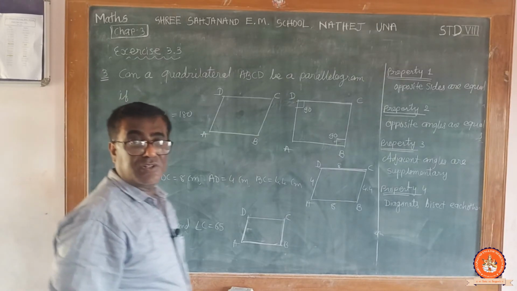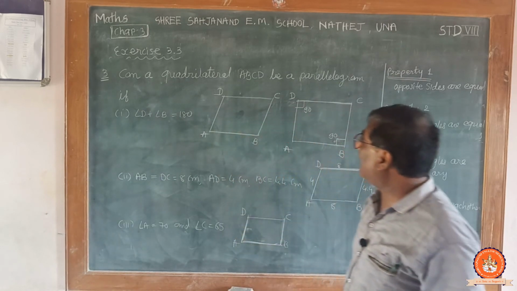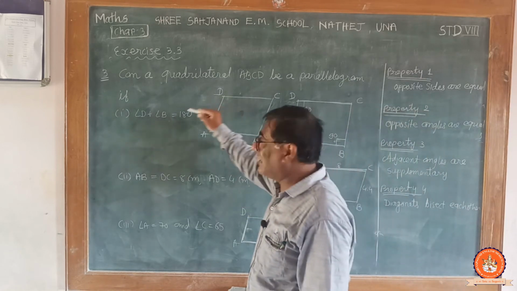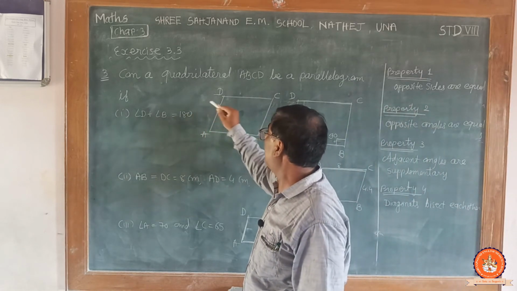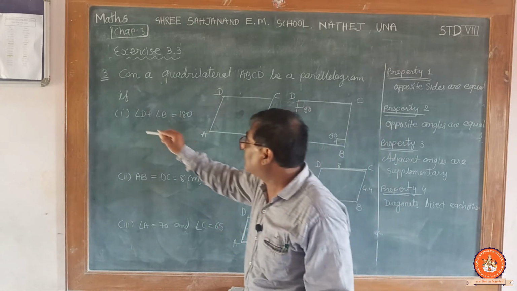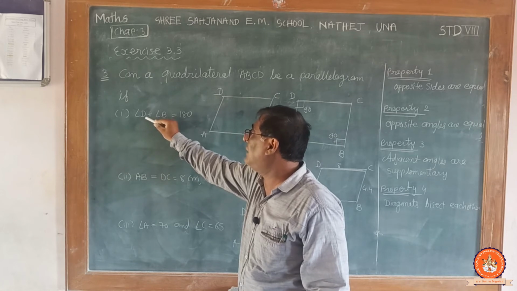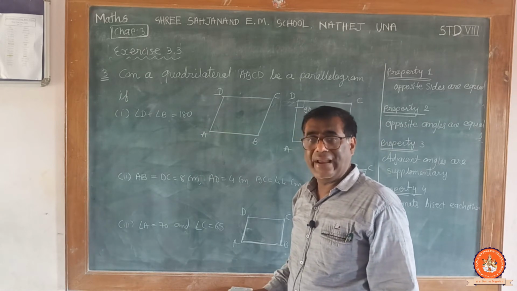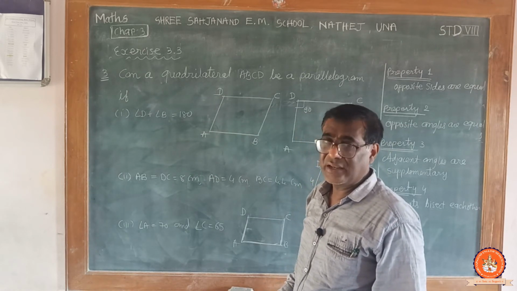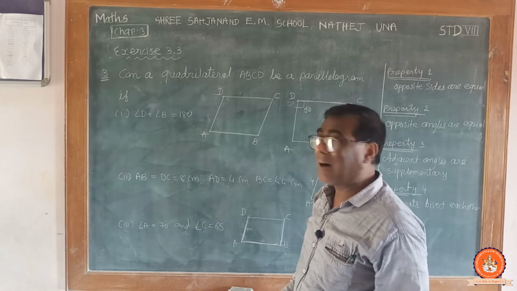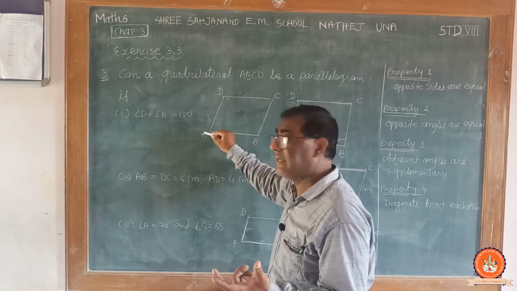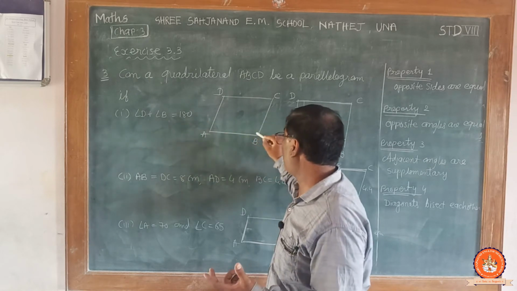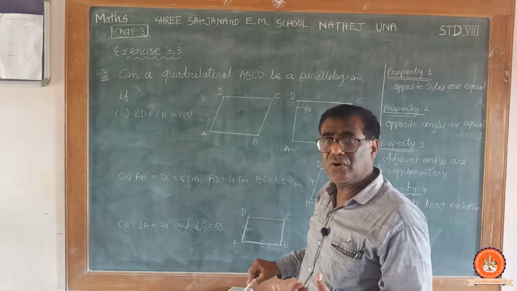Now in question number 3, can a quadrilateral ABCD be a parallelogram? If the following conditions are given, can quadrilateral ABCD be a parallelogram? The first condition is that angle D plus angle B is equal to 180. See, in a parallelogram adjacent angles are supplementary. So the sum of two adjacent angles should be 180, but these are opposite angles D and B, and the sum of the opposite angles is 180. So this is not compulsory.